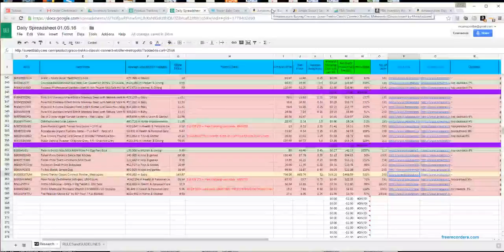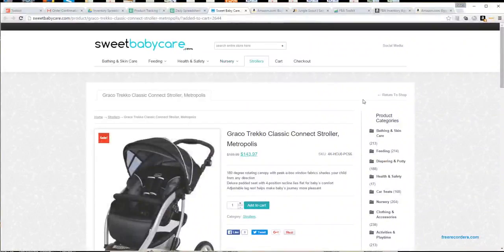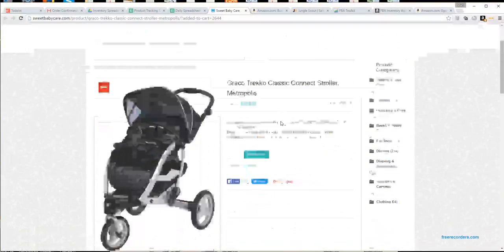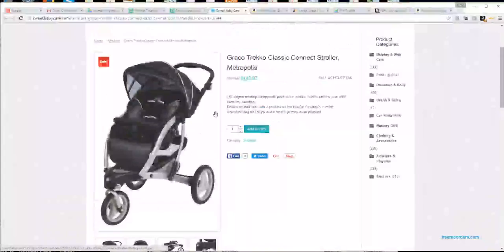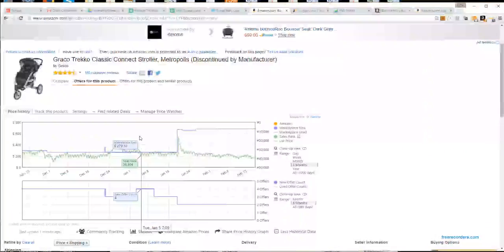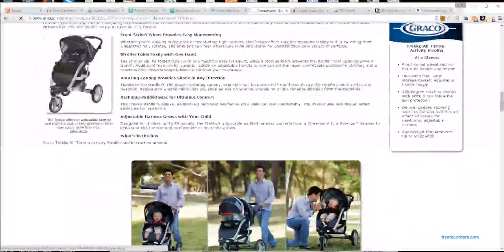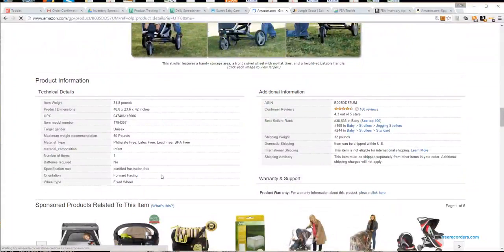I'm just trying to make sure that it's exactly the same one. Connect Stroller Metropolis SKU 3156. Just trying to compare the model number. Okay, I'm not sure, but let's assume that it's the same one.